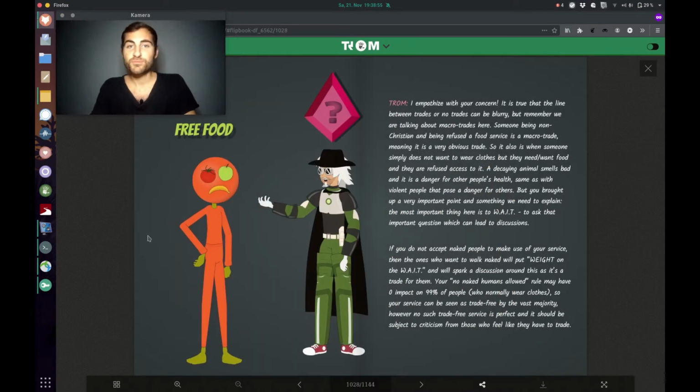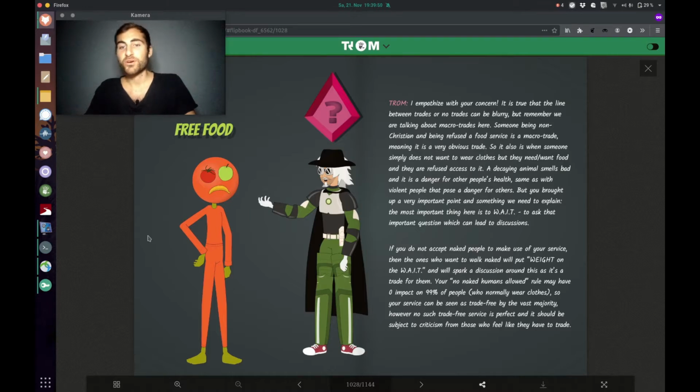And the TROM superhero explains, I empathize with your concern. It is true that the line between trades or no trades can be blurry. But remember, we are talking about macro trades here. Someone being non-Christian and being refused a food service is a macro trade, meaning it is a very obvious trade. So it is also when someone simply does not want to wear clothes, but they need or want food and they are refused access to it. That's also a macro trade because, of course, you should get food no matter what you wear, right? However, a dead, decaying animal smells bad and it is a danger for other people's health, same as with violent people that pose a danger for others.